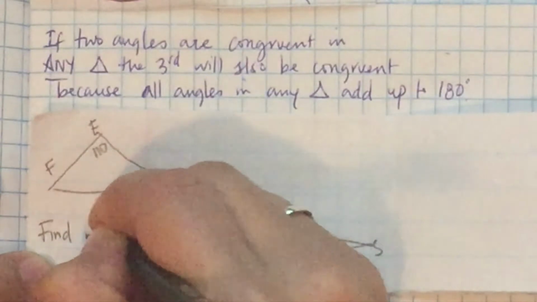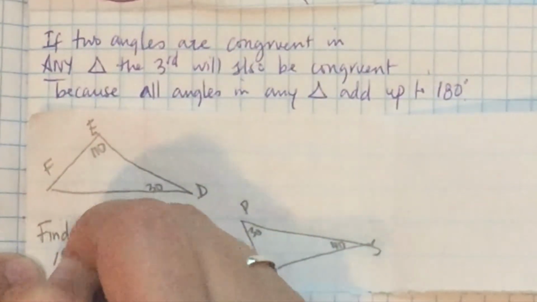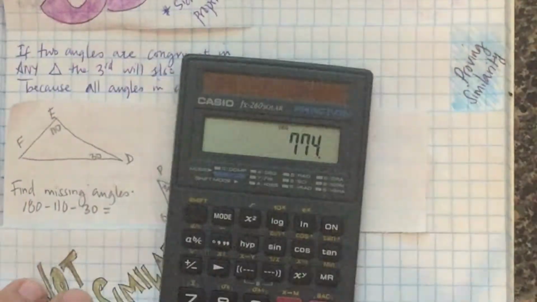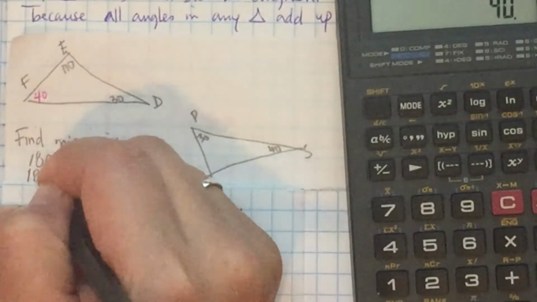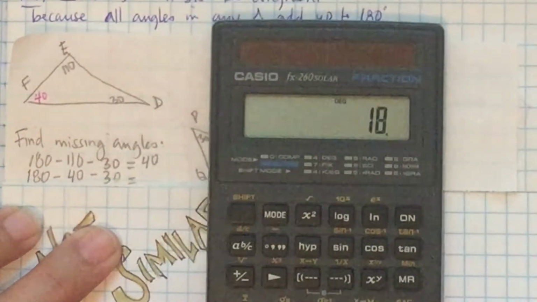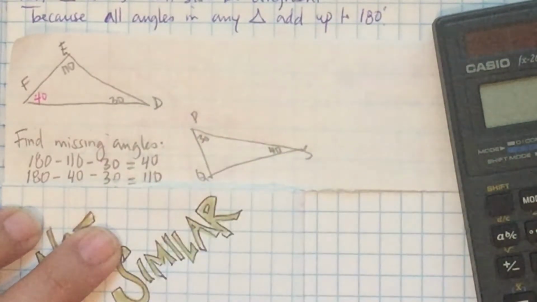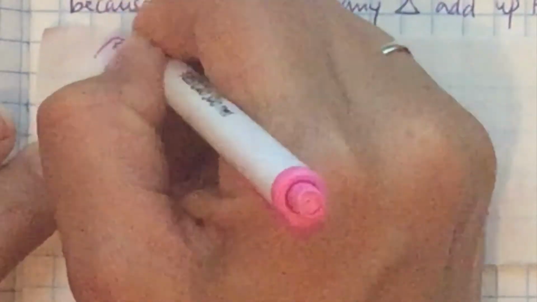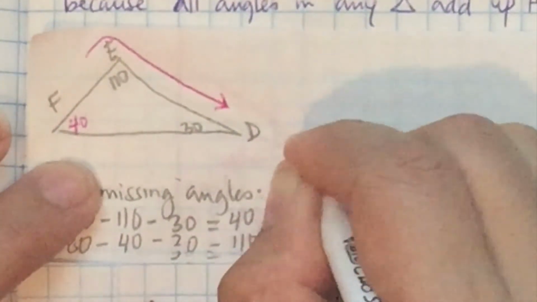Alright, so let's find out the missing one. So find missing angles. So on the first one, it's going to be 180 because it all adds up to 180. Minus 110, minus 30. And that's going to give me 40. This is a listening check, underline, find missing angles. And on the second one, 180 minus 30 minus 40, and that's going to give me 110. So fill it in. Okay, but all we need to prove is two angles are congruent in order to get similarity. I'm going to go 40, 110, 30, and that also goes 40, 110, 30.